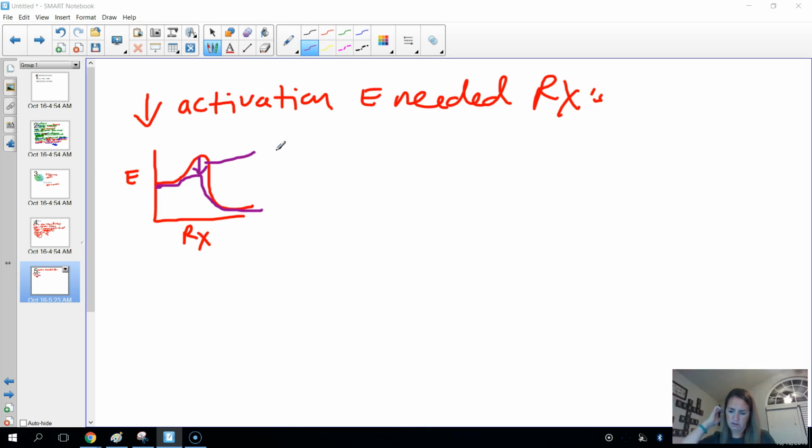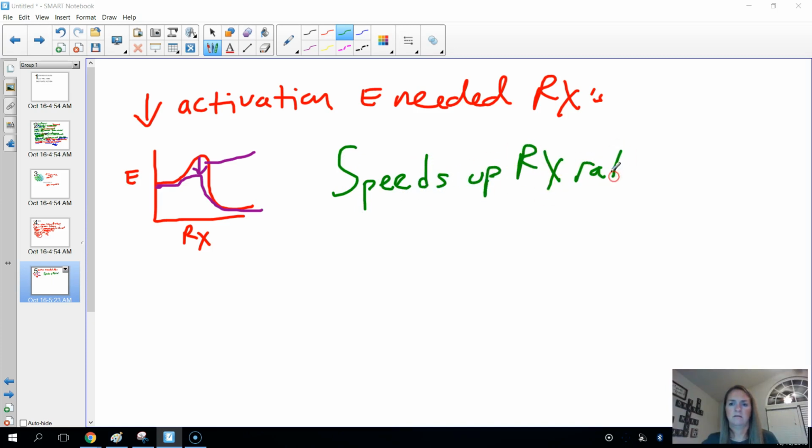And so I think that's it. We just need to remember the whole activation energy thing and the fact that enzymes lower it, and as a result, this speeds up reaction rates. Okay, super important. All right, I think that's it.